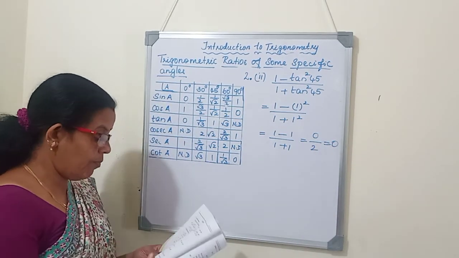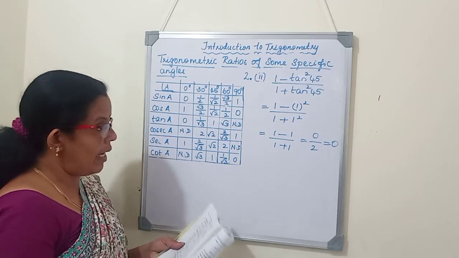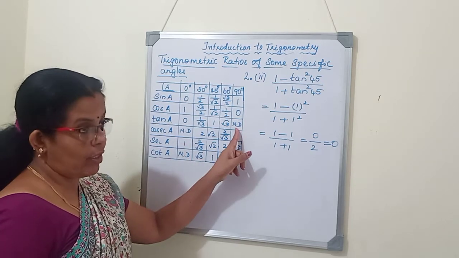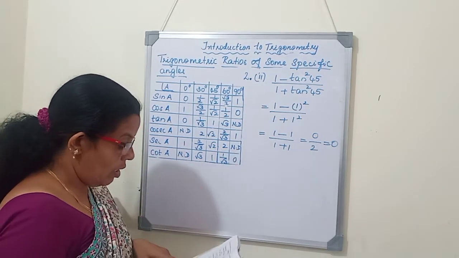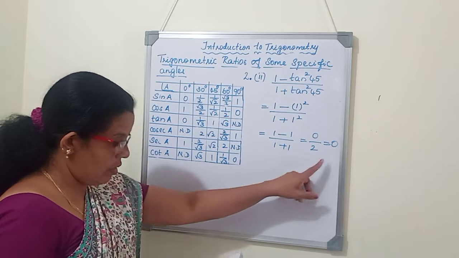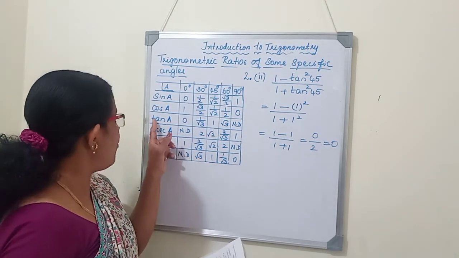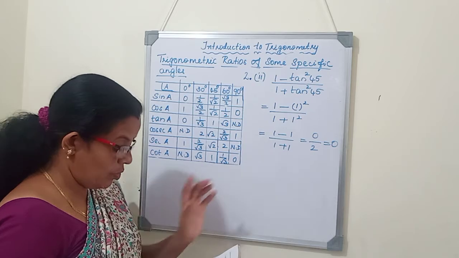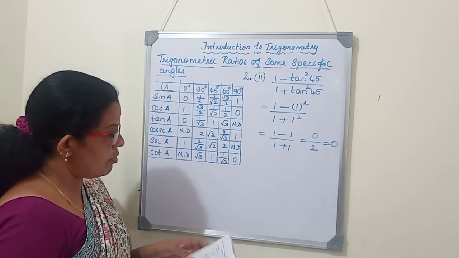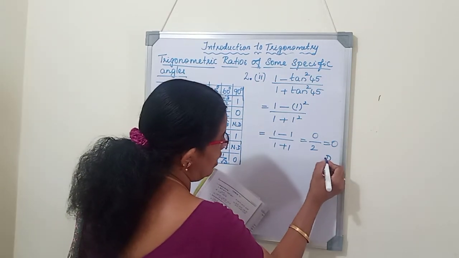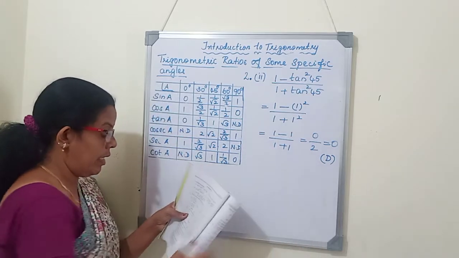We'll see the option. Option A is tan 90. Tan 90 is not defined. So that will not match. The next one is 1. It is not correct. Again sin 45. Sin 45 is 1 by root 2. That is also not correct. So the last option D is correct. D is 0. So answer is D.